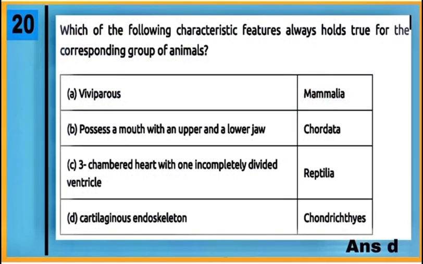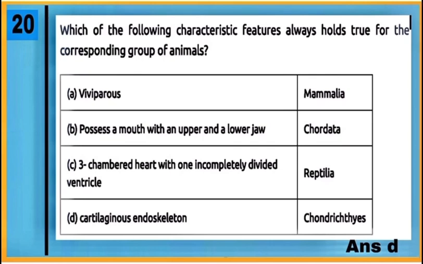Question 20. Which of the following characteristic features always hold true for the corresponding group of animals? See the option A. Viviparous, Mammalia. This is not always true. Platypus is a mammal and is oviparous. Now come to option B. Possess a mouth with an upper and a lower jaw, Chordata. This is not always true. Lamprey of class Cyclostomata is without jaw.